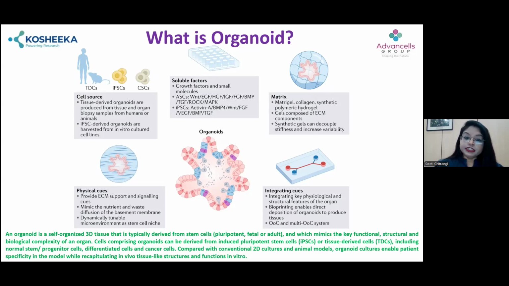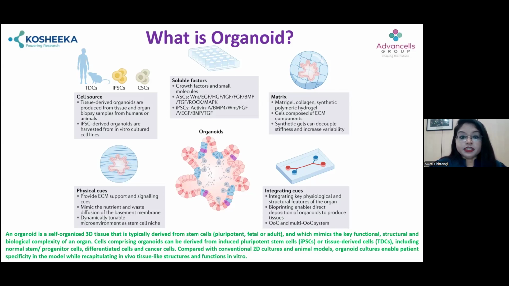In the body, whatever ECM or cellular support is present, you have to give this in these in vitro models. And dynamic: in our body nothing is static, but if you see these 2D plates, it's a static culture where the cells are just sitting on the plate. But if you are going for an organoid, then you can provide a dynamic, tunable microenvironment also. You can culture it as a perfusion culture. It will mimic the blood flow in the body.